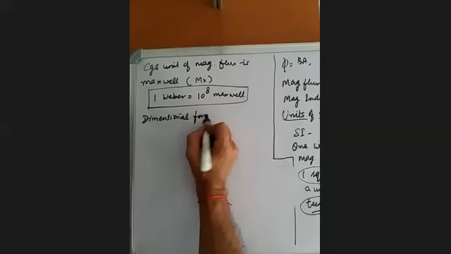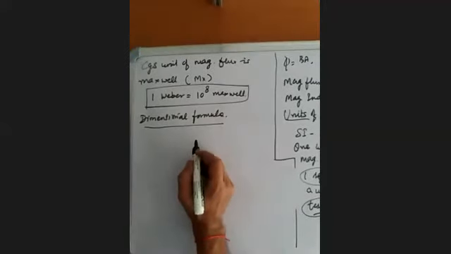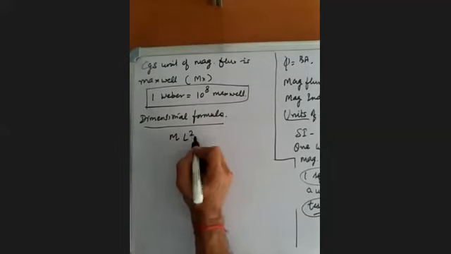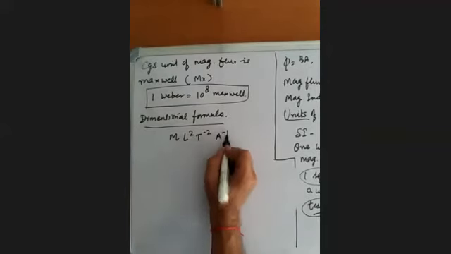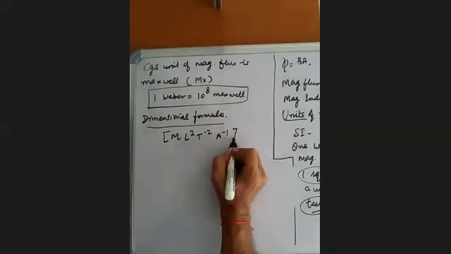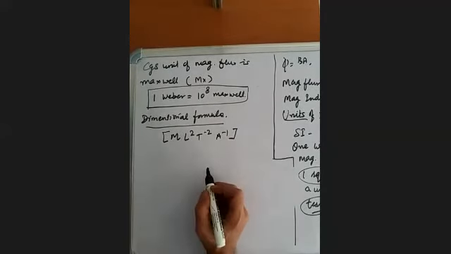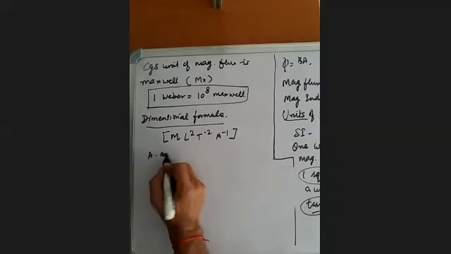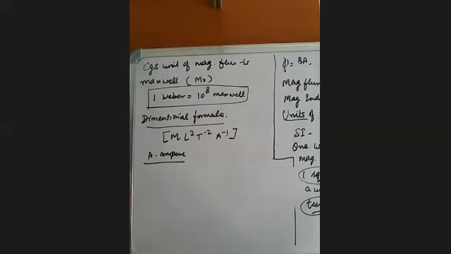Now you can find out the dimensional formula. That is an exercise for you, and the dimensional formula I will just let you know is M L squared T minus 2 A minus 1. Okay, and this you derive yourself. Now A is what? A for ampere. So we are using A for ampere.